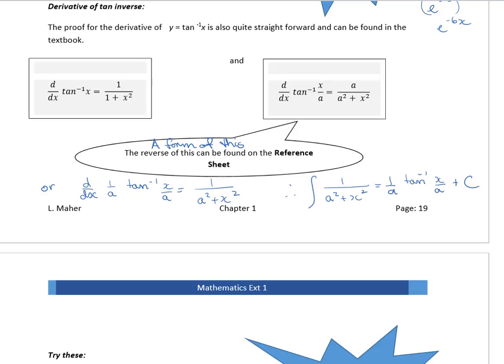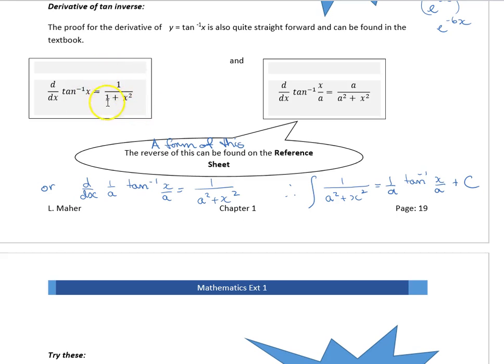I'm not going to go through the proof of the derivative of tan inverse. However, if you'd like to see the proof, it's in the textbook and you can work through it. Probably not much more for you to gain from going through that proof compared to the other ones, or the sine inverse one. So I'll just leave that up to you as to whether you have a look at that or not. So by definition, the derivative of tan inverse is 1 over 1 plus x squared.